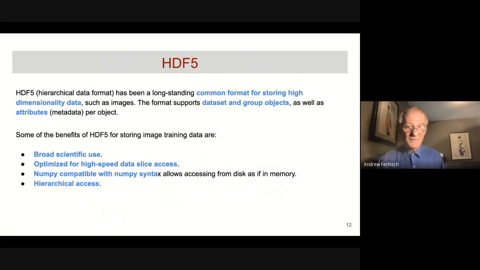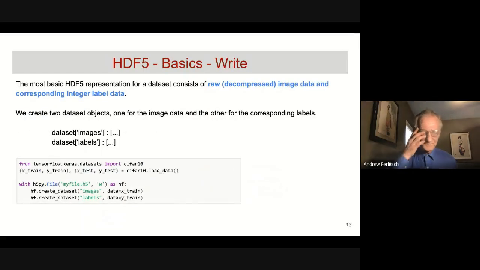Let's now talk about HDF5. HDF5 has been a long-standing common format for storing what's called high dimensionality data, such as images. This format supports both dataset and group objects, as well as attributes. Some of the benefits of HDF5 for storing image data are it has broad scientific use, it's been highly optimized for high-speed data slice access, and is NumPy compatible with NumPy syntax, allowing access from the disk as if the images were in memory, and it also has hierarchical access. So I'll start you with some basics here using HDF5.